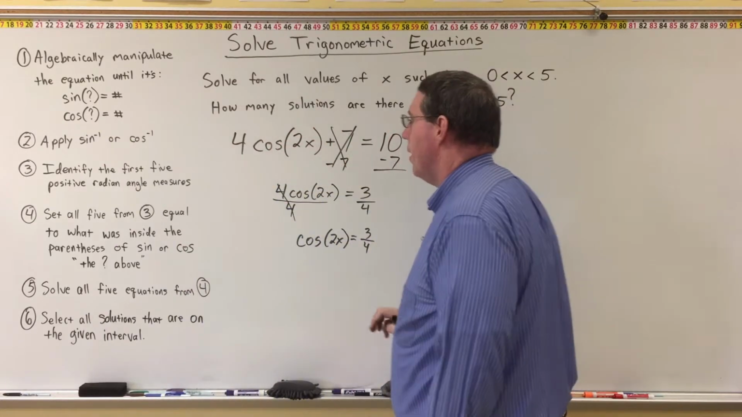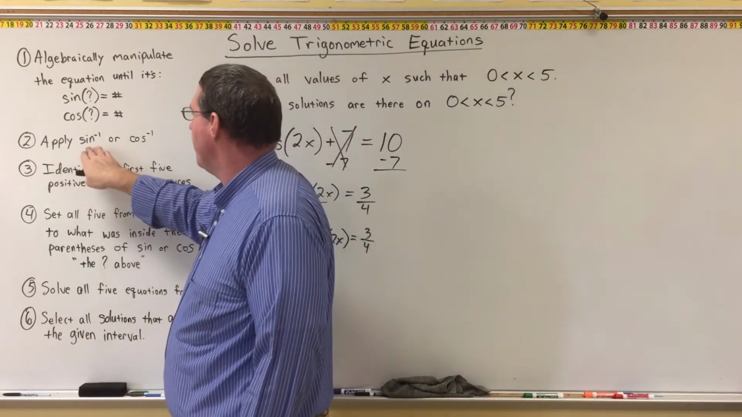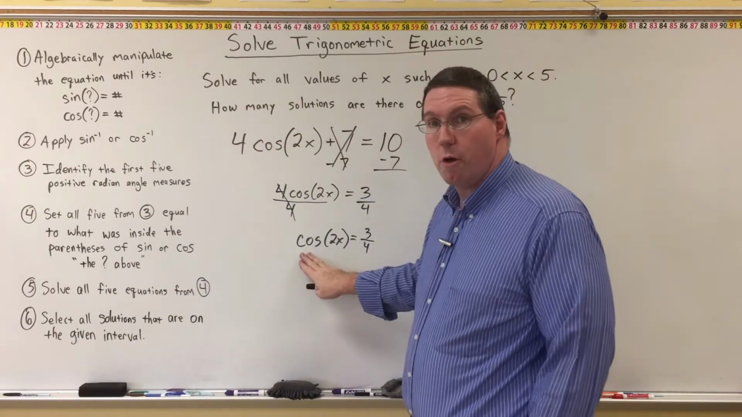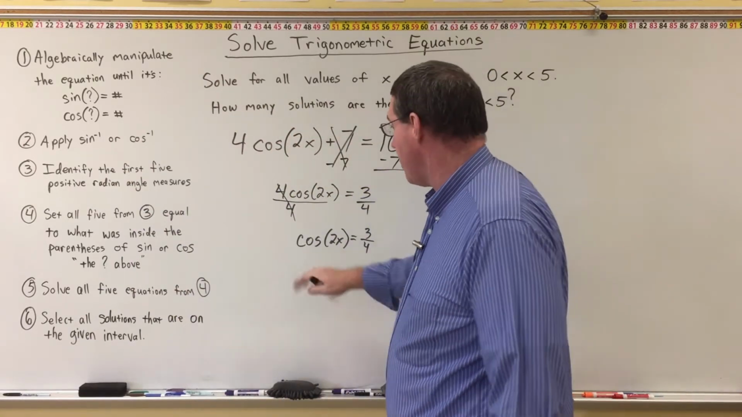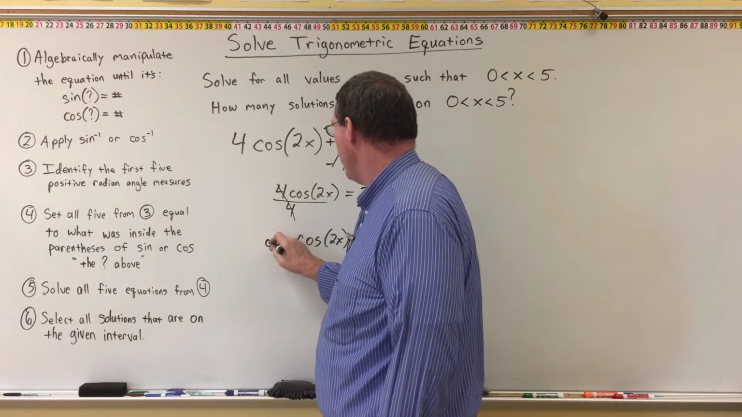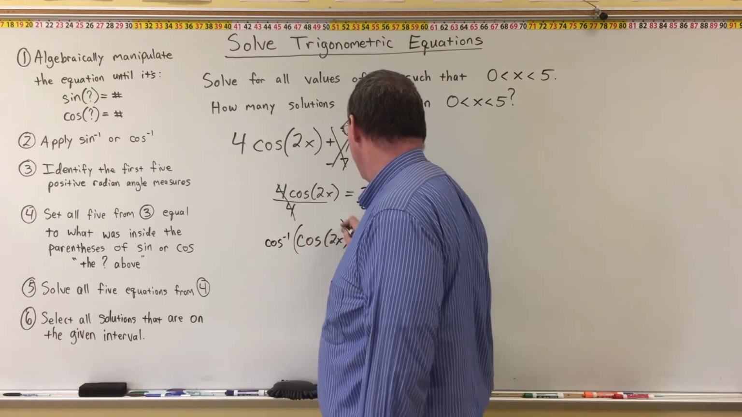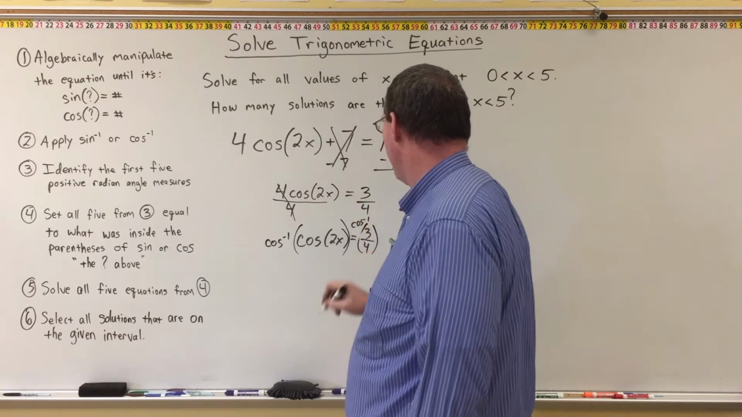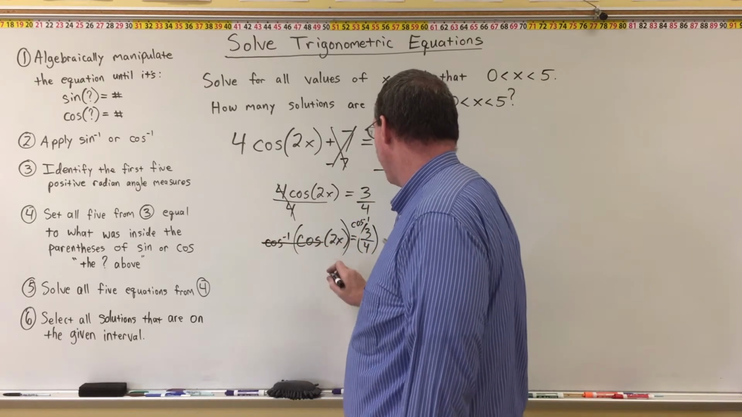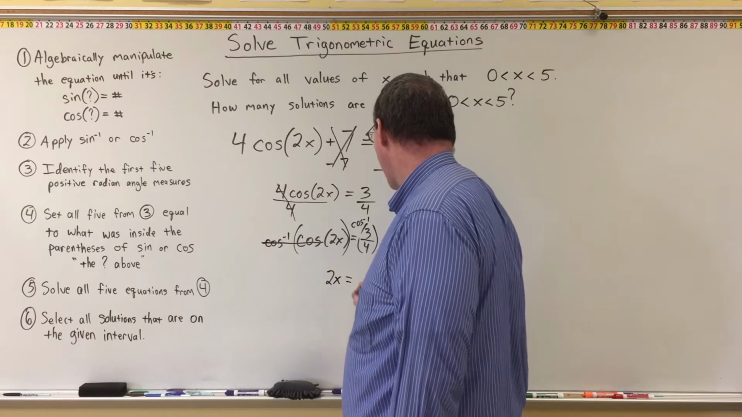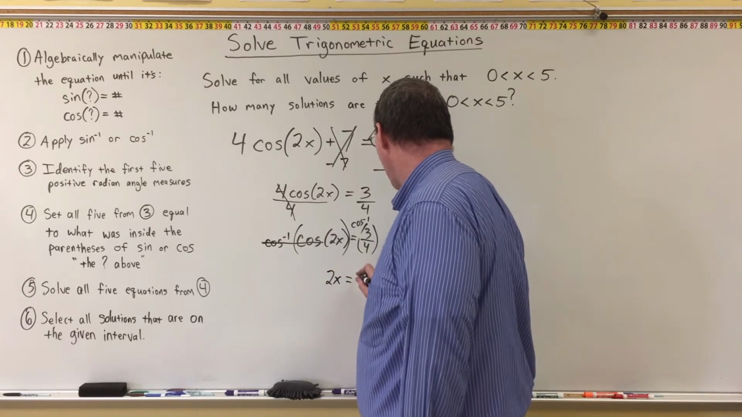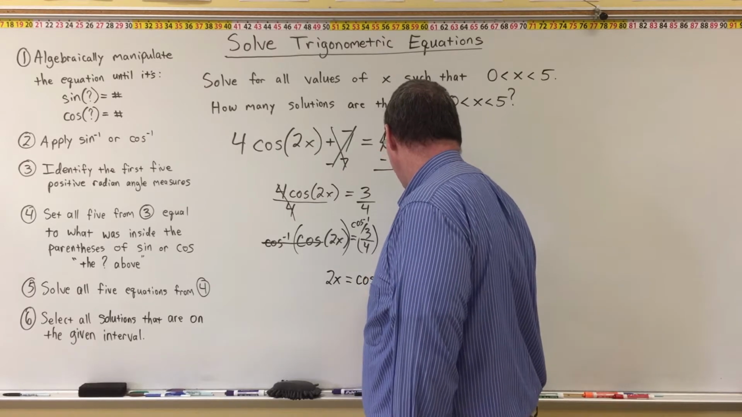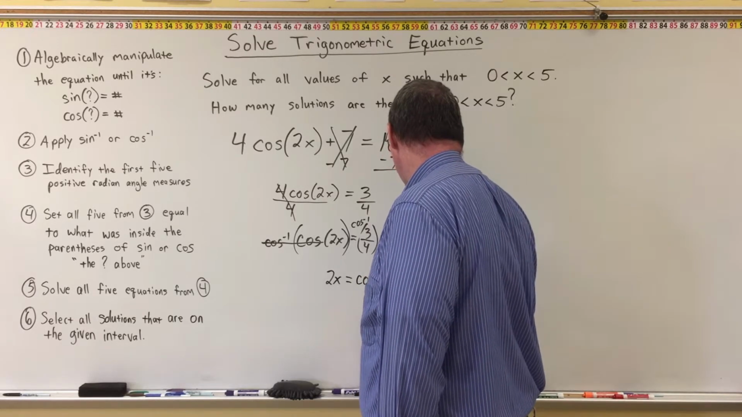Now it says apply sine inverse or cosine inverse. Basically what we're doing is we want to cancel cosine or cancel sine. In this case, cancel cosine. So we need cosine inverse of this, and we're also going to do cosine inverse of 3/4. We're going to cancel cosine, carry down the 2x. 2x is now equal to cosine inverse of 3/4. Now there's a couple ways you can go here.